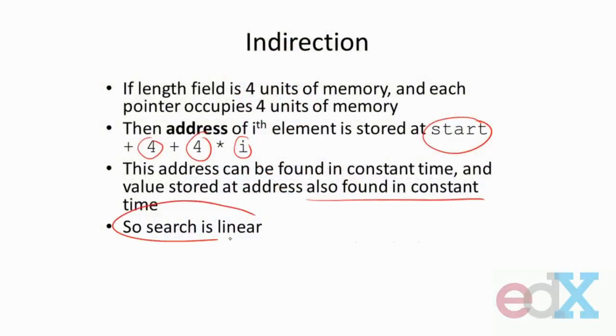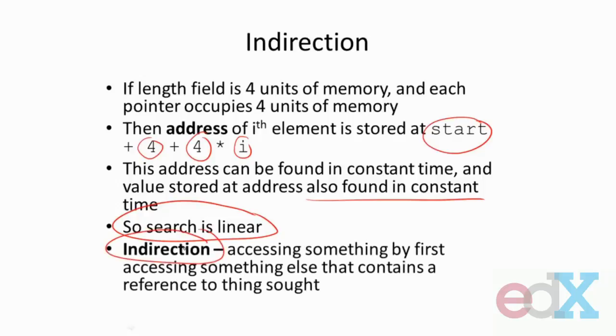I can get to any point in a list in constant time, and I have to go through the entire list once. So the entire search is linear, which is what we knew. And this idea of indirection is exactly what makes it happen. It says that I can access something by first accessing something else that contains a reference to the thing being sought. In this case, I'll represent a list as a list of pointers to objects rather than the objects themselves. Okay, so I got a simple linear search.